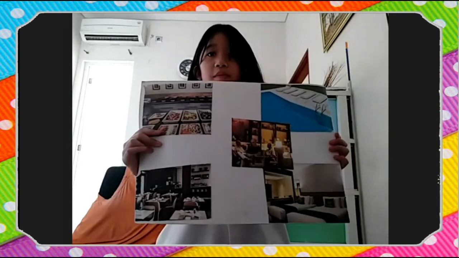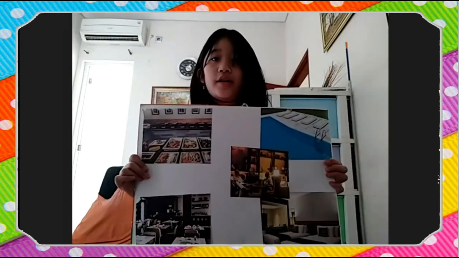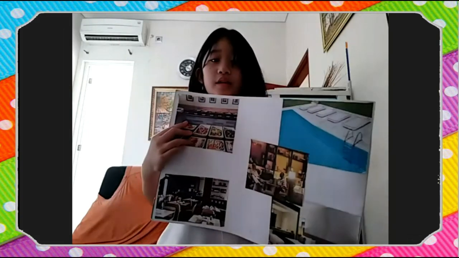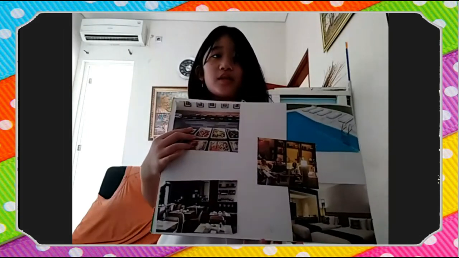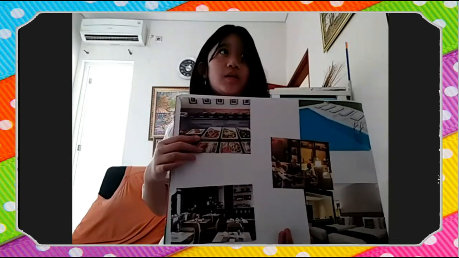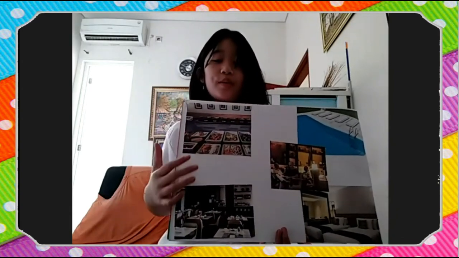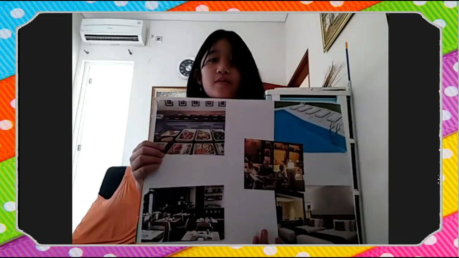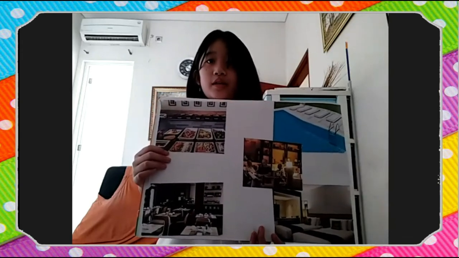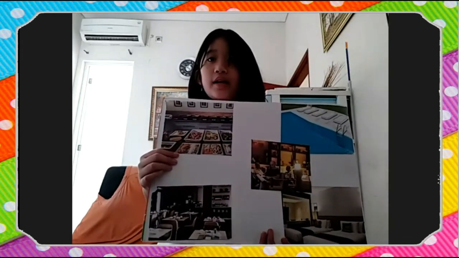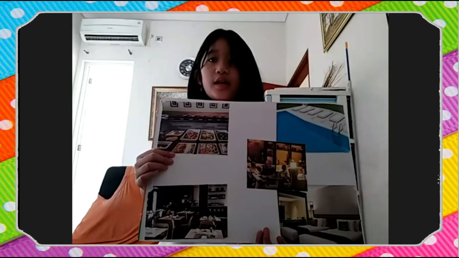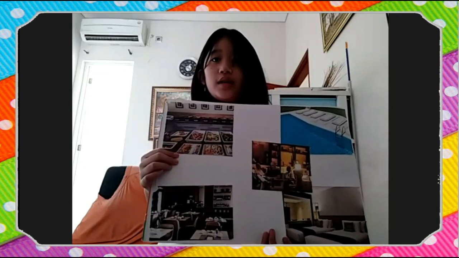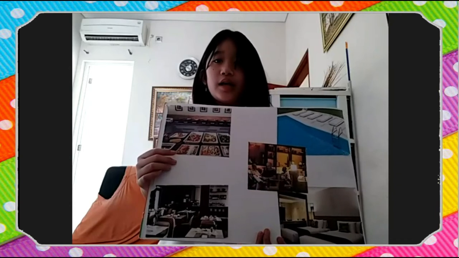The hotel that I built is different from the other hotels because there is a library and there's a fake beach. Even though it's fake, it feels like being in the real beach. I designed the edges by putting some decoration in the edges.